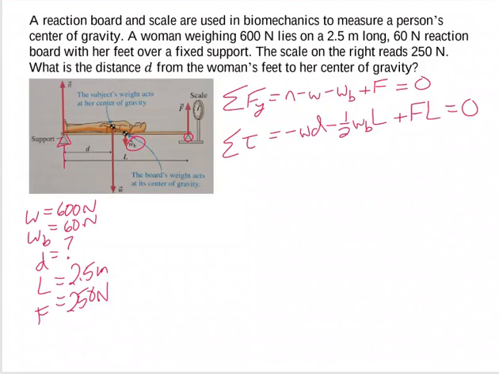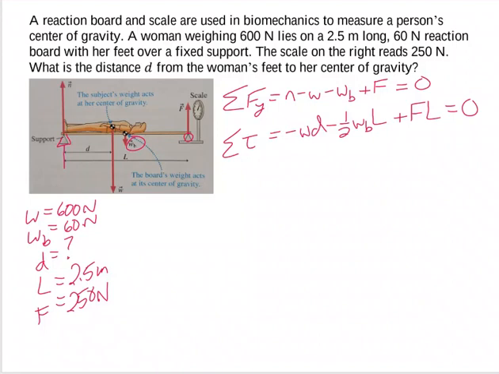We're looking for what? Force. No, we're looking for D. Sorry, we're looking for D. So we need to solve for... So we have F, we have W sub B, and we have W, so we should solve for the normal.